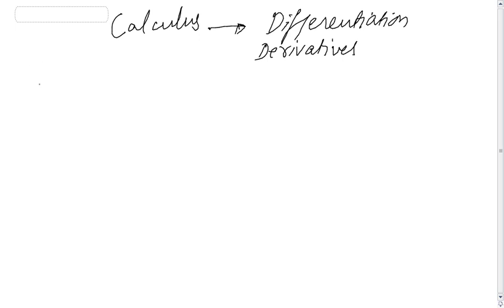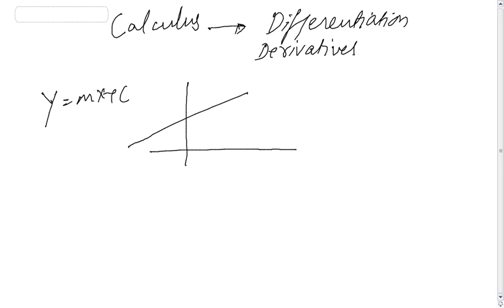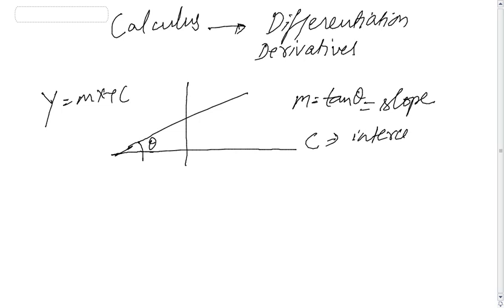So let's take an example of a straight line where y is equal to mx plus c. You know that. If we plot a line like this, this is a straight line. This is some angle theta with the x-axis, and m is equal to tan of this theta, which is also called slope, and c is the intercept. If you see here, this will be c.